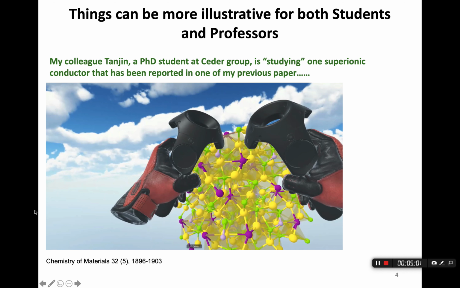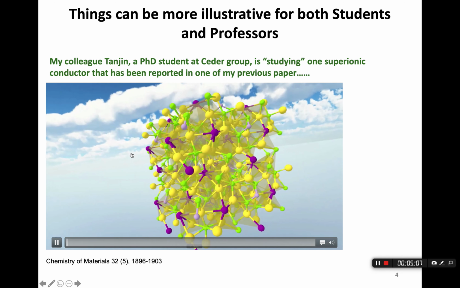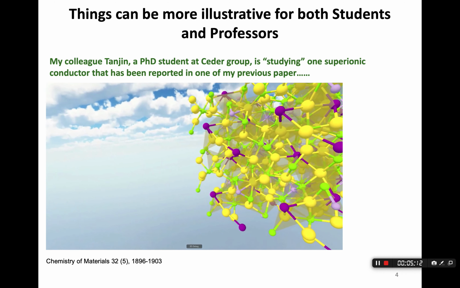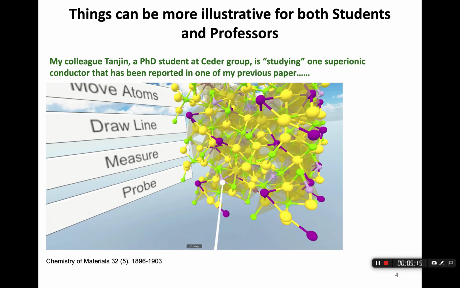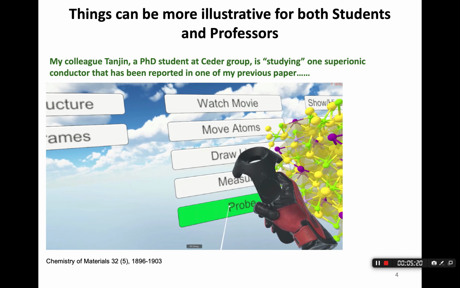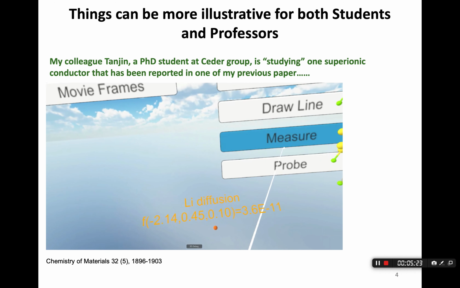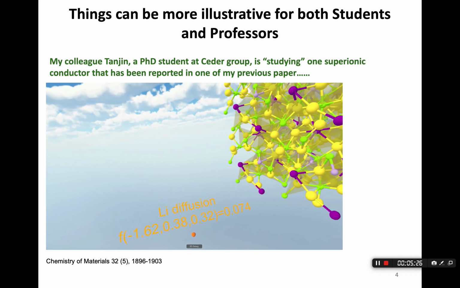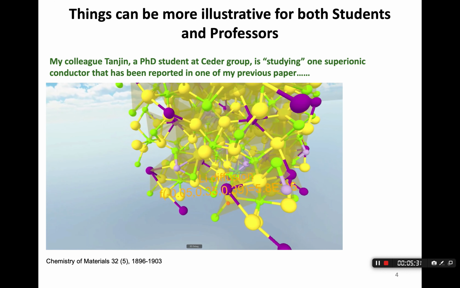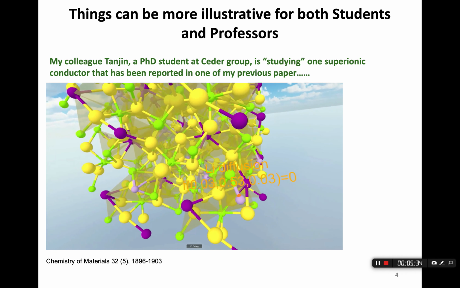Well, the first one is virtual reality. Here, we designed an application applying the idea of virtual reality. This application was developed together with my colleague Tanjing He, a PhD student at the Ceder Group. We basically want to develop a toolset for us to play with crystal structures. Here, my colleague is trying to understand this complicated crystal structure of argyrodites, which are superionic conductors. And it actually conducts lithium in a fast fashion.